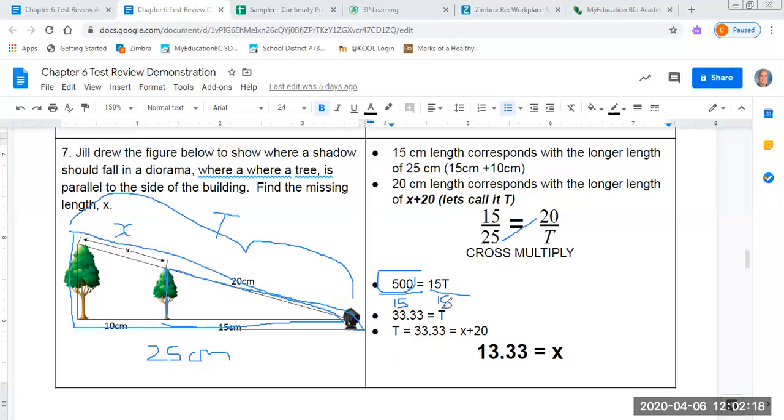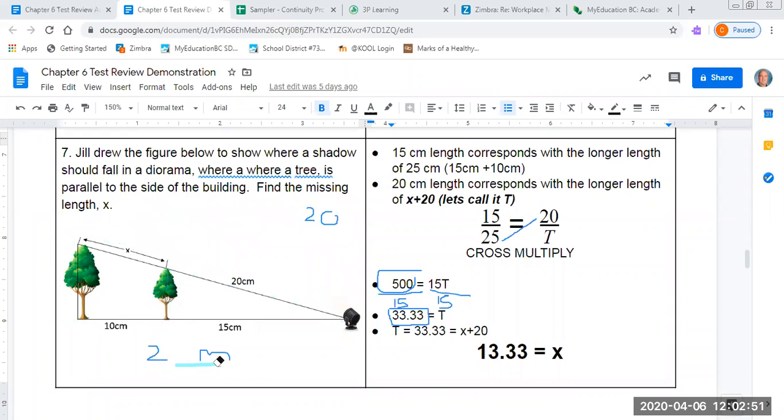When I plug that in my calculator, 500 divided by 15, I end up with 33.33. Now, that is the length of this T. It's 33.33. But really, this is comprised of the 20 centimeters we already have. So I have to subtract off the 20 centimeters. And so what is left, the X part here, is just 13.33. Hopefully that makes sense to you. So I'm just going to erase that off here, and then we'll go on to the next question.